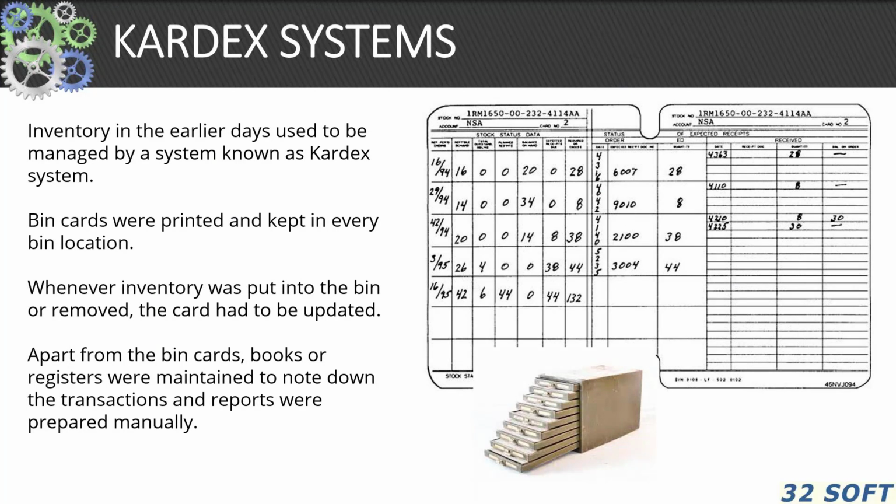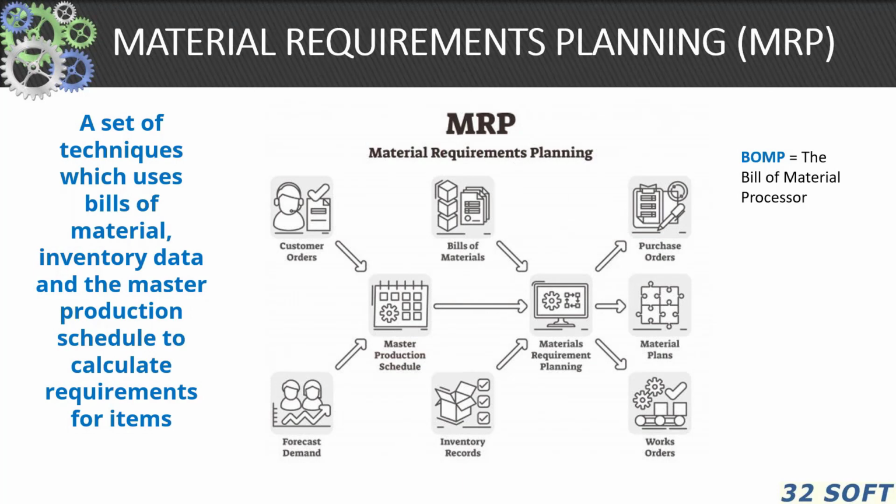We've been doing production inventory control for several hundred years now. Before the Industrial Revolution, merchants had to write down all of the products that they sold every day. Then they had to order more products based on their handwritten notes or their gut feelings. This is an incredibly inefficient and inaccurate way to do business. Inventory during these days was managed by a system known as the Kardex system. These were bin cards that were kept in every bin location, and when inventory was put in or removed from the bin, the card was updated. Apart from the bin cards, books and registers were maintained to note down various transactions, and reports were prepared manually.